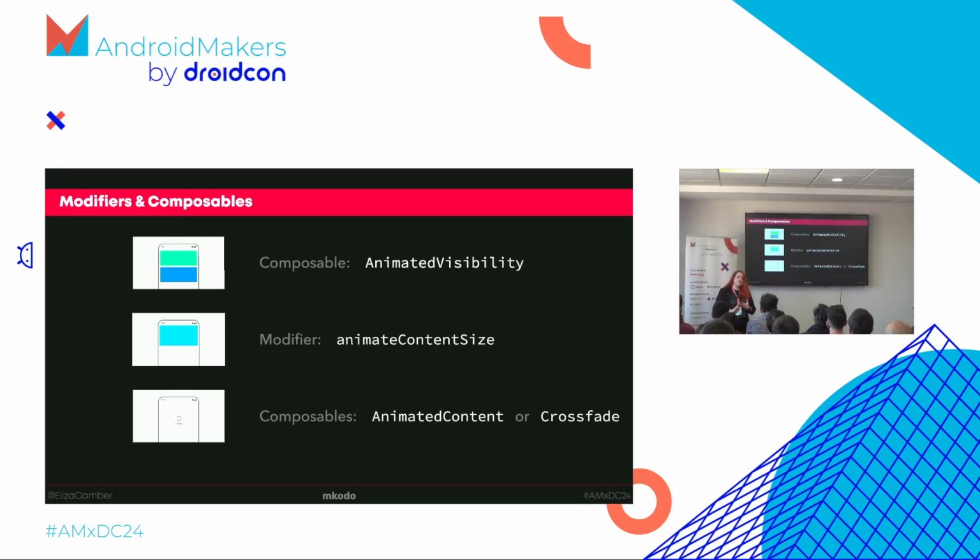So the first one is a composable, the animated visibility. The second one is a modifier, the animated content size. And finally, we have 2 more composables that are the animated content and the crossfade.